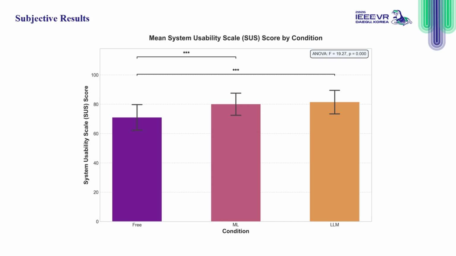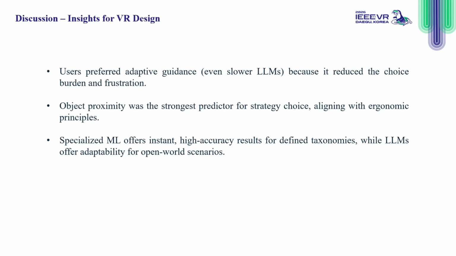A key takeaway from our study is the trade-off between speed and cognitive ease. While the ML model was the fastest, users rated the slower LLM just as highly because it provided clear reasoning and reduced their mental effort. We also found that object proximity is the primary factor users consider when choosing a tool.